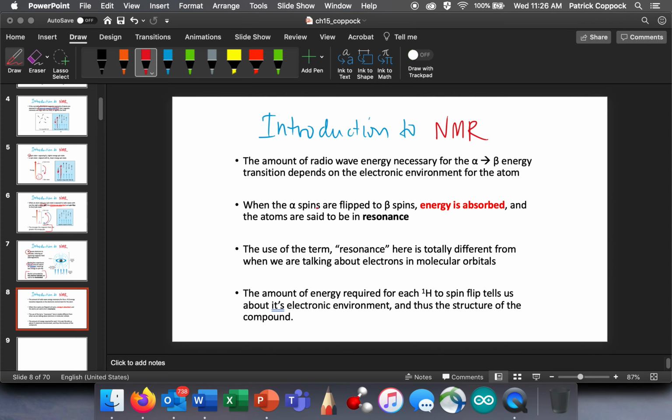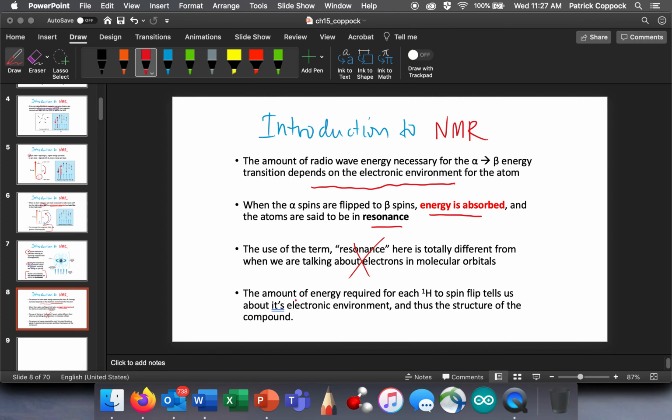And now the amount of energy necessary to flip depends on the electronic environment, and that's where we get our big take home, okay? Because with our NMR apparatus, we can measure how strong the magnetic field is that we're exposing a sample to. So when alpha spins are flipped to beta spins, energy is absorbed, and we measure that energy, right? And it's said to be in resonance, okay? This is a different kind of resonance than we typically think of with molecular orbitals, but it's said to be in resonance. That's where the NMR comes from, nuclear magnetic resonance, okay?